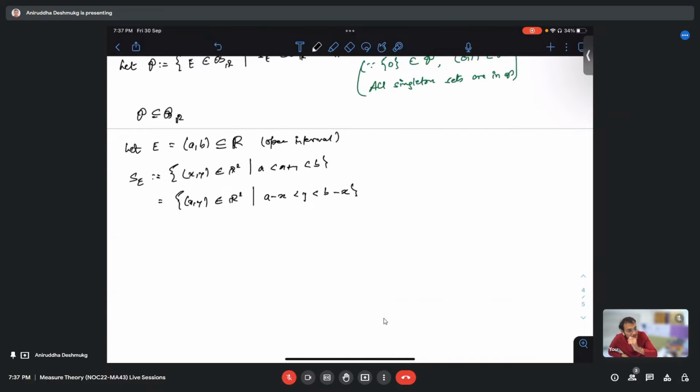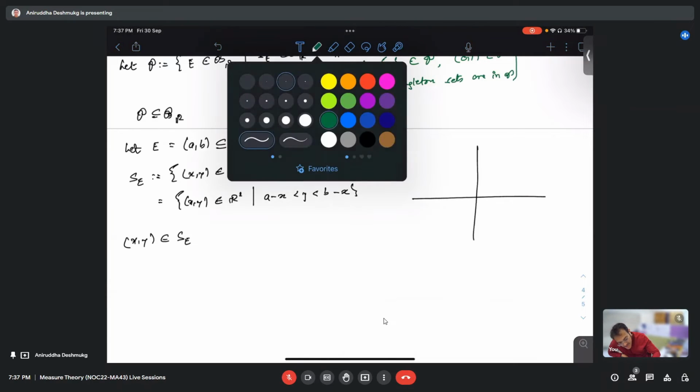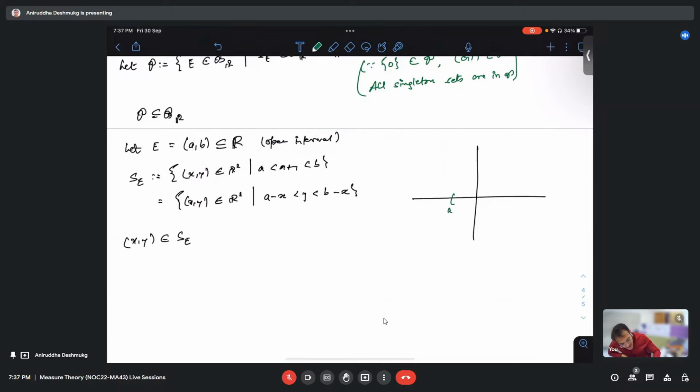So to prove that SE is an open set, let us start with some xy in SE. Again, let me draw a diagram that would be easy to visualize, and let us fix this open interval AB here. Then we have seen that the set SE actually looks something like this strip.